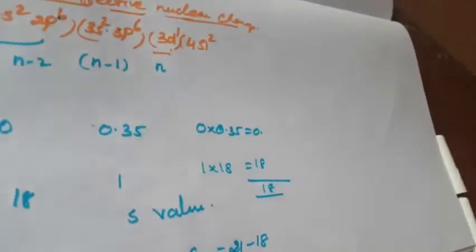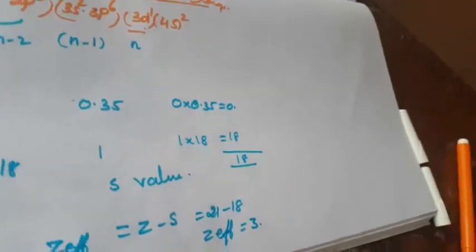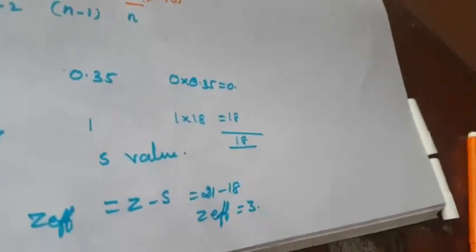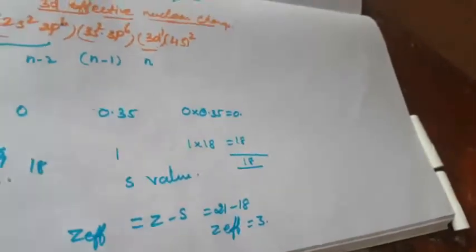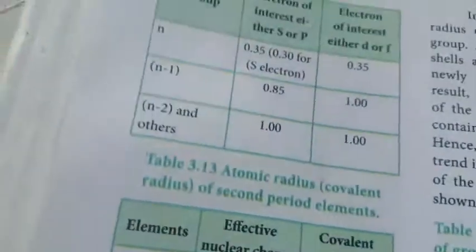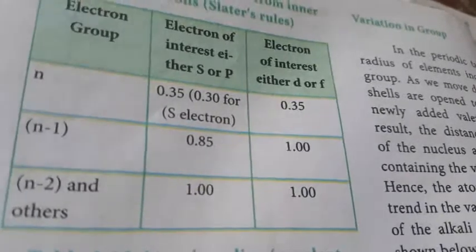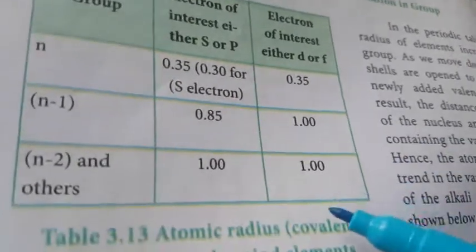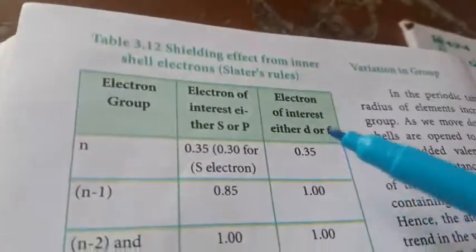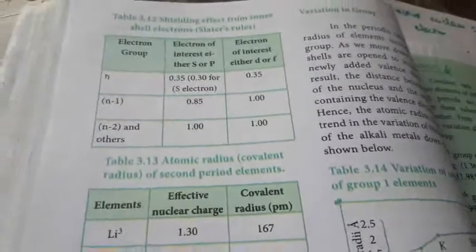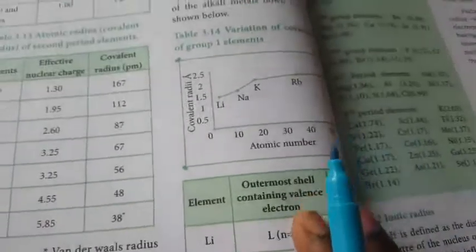Okay. So this is another one. This is called the Slater rule. The electron of interest is in the d and f orbital, that is 0 for the s electron. So here also some calculation of charge is there. That is the electron group, the electron of interest in either the s orbital or p orbital, n minus 1, n minus 2, the elements already given. This is the shielding effect from the inner shell electrons, that is the Slater rule. Okay, so this is another one. Okay, see the next video. How it varies in the group and the period, we will see in the next video.